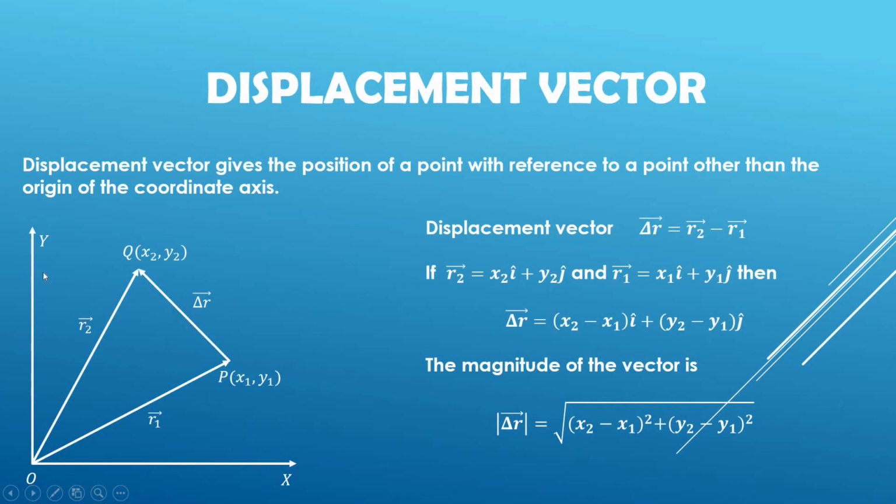Please keep this diagram in mind, because this is a very important law that we will discuss after some slides. So if r2 is equal to x2 i cap plus y2 j cap, and r1 equals x1 i cap plus y1 j cap, then this delta r vector is equal to (x2 minus x1) i cap, because this is minus, and (y2 minus y1) j cap. How can we find the magnitude? And this is the magnitude of the displacement vector.